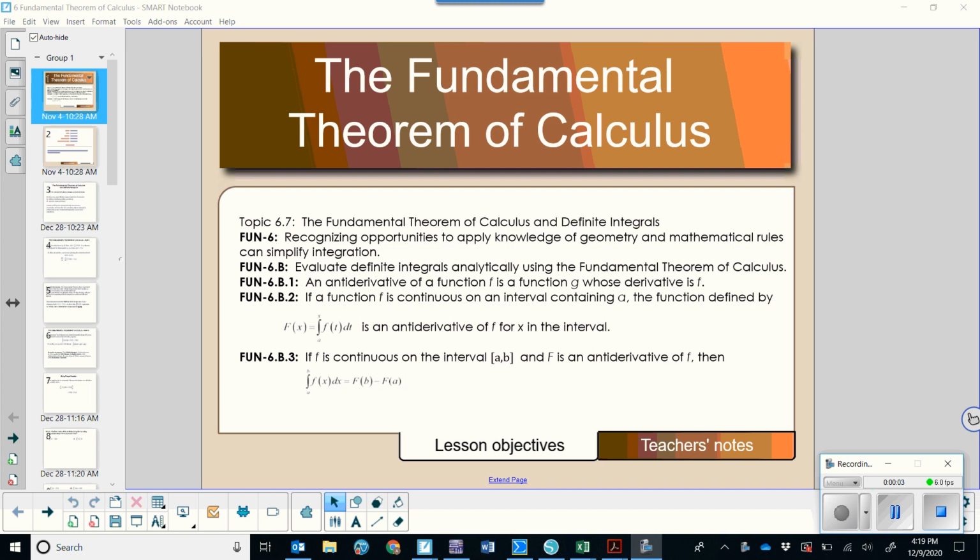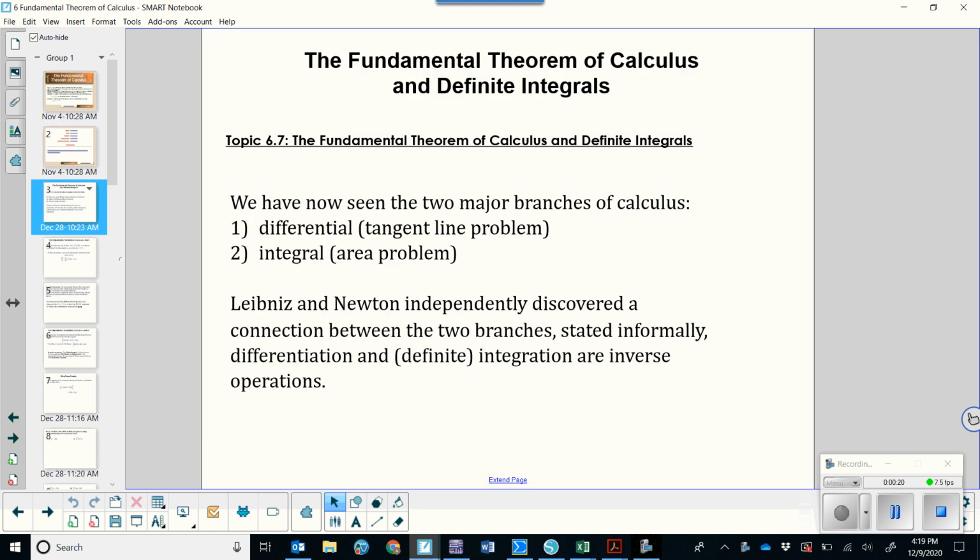Right, this is section 6 of chapter 6, or unit 6, and this is the fundamental theorem of calculus. You watched a video a second ago about the fundamental theorem of calculus, and this is a different part of it, and this is the super important part we're going to use all the time.